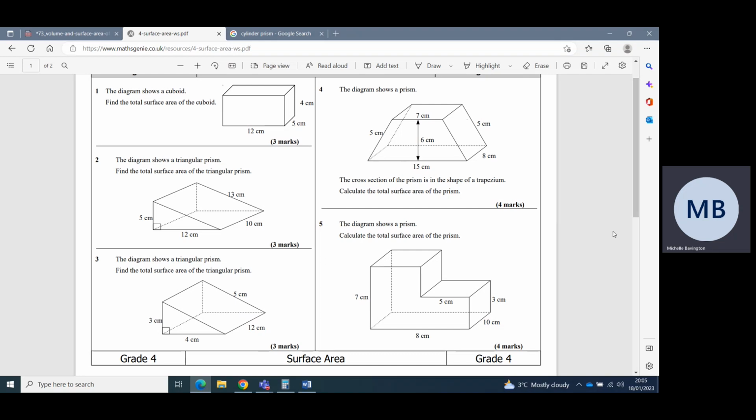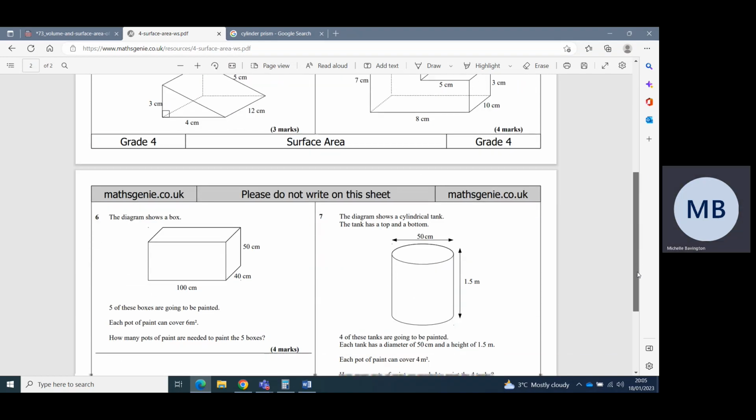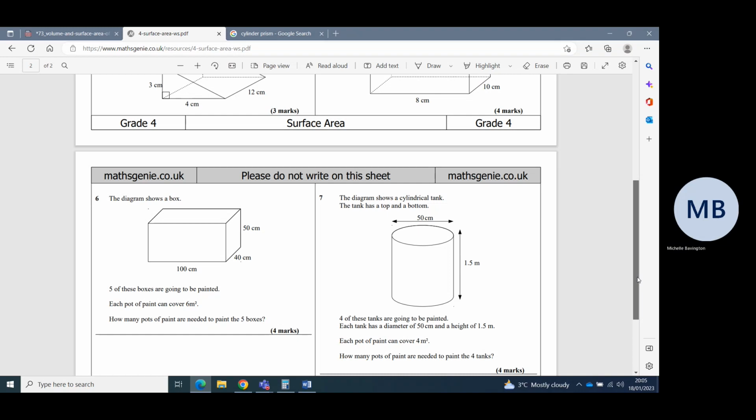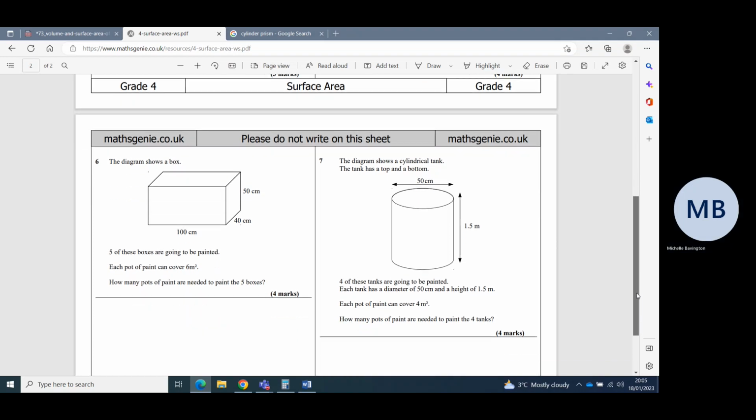And then we've got another cuboid, but it's got a little slant on the question. And then we've got a cylinder. Be careful, this is meters, this is centimeters, so you need to convert that first.